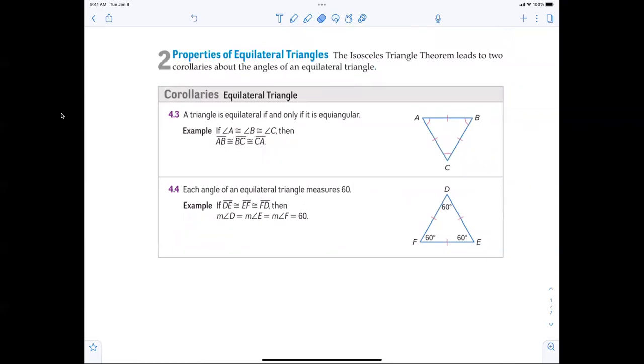The properties of equilateral triangles: if you have an equilateral triangle, that means all sides are equal. If all sides are equal, then all of the what? Angles are equal. And we actually know those angle measures. They are going to be 60 degrees because 180 divided by 3 is 60. That's pretty easy. I don't think that's new information to anybody in here. Anybody have any questions with that?